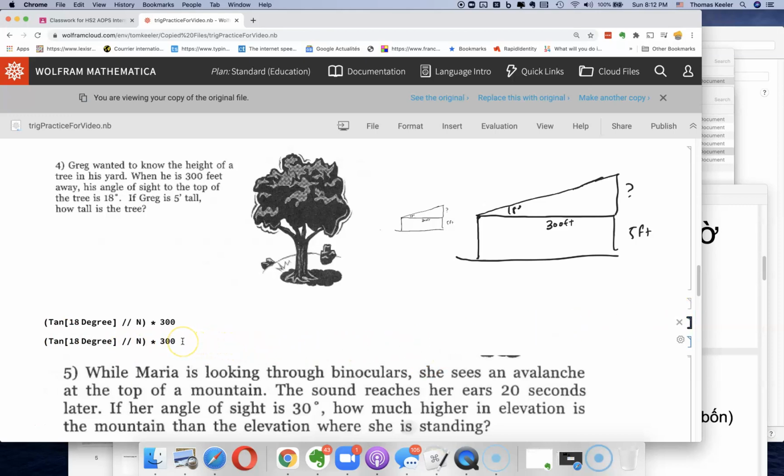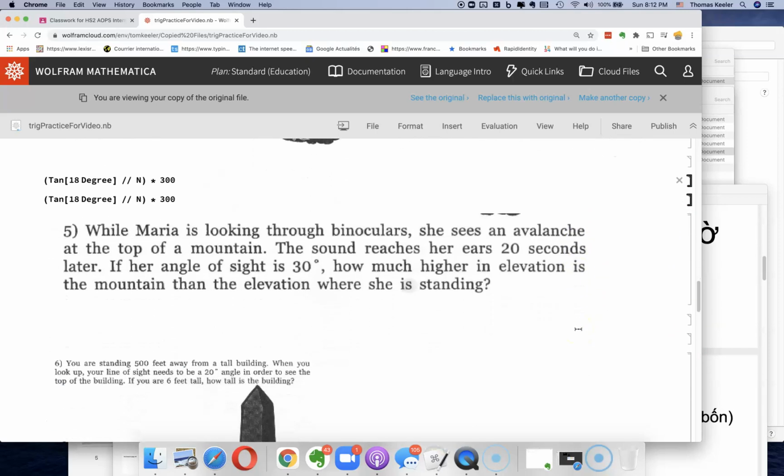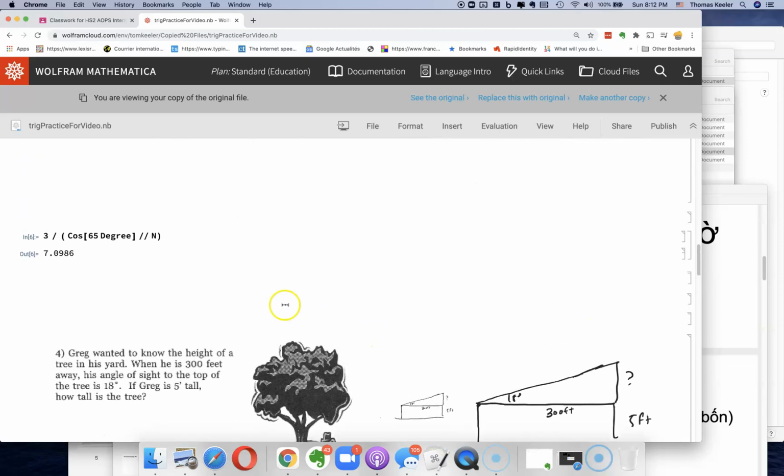So let's try this one. Tan 18 degrees and times 300. Doesn't seem that hard, right? Doesn't seem like Wolfram wouldn't be able to do this. And so, you know, if you're in the middle of something like this, you go up and say, well, let's see something else that worked and see if I can divide like that.